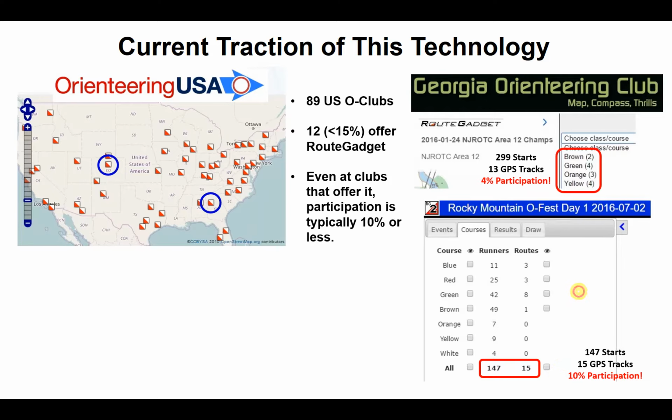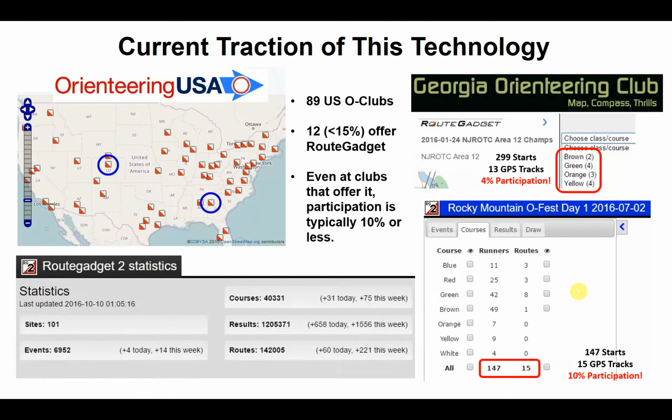And you can actually drill out even farther than that. The RouteGadget tool itself has a website in which it totals up all of the instances in which it's installed all over the world. And you can see there, in all of the time that RouteGadget 2 has been out, they've used it for about 7,000 events, roughly 1.2 million starts, 142,000 tracks recorded, aggregate 12% participation.